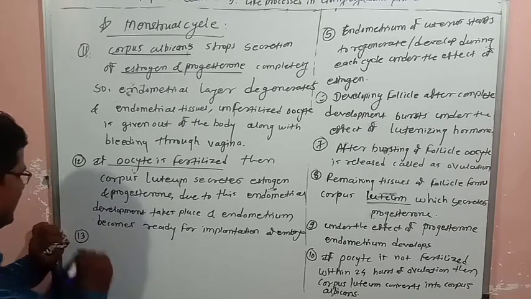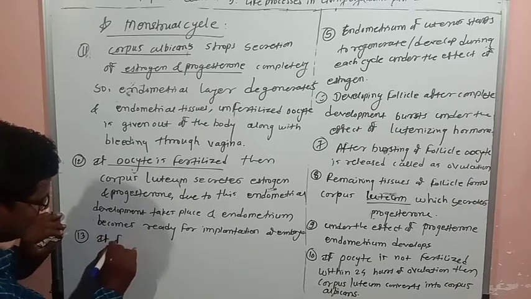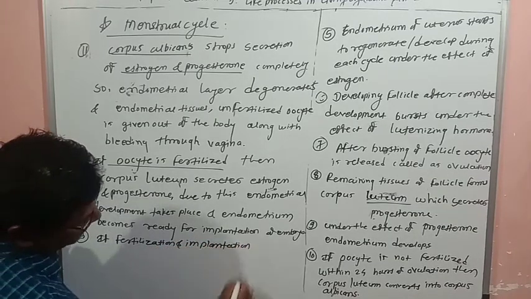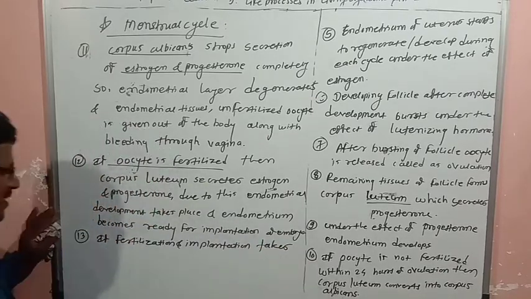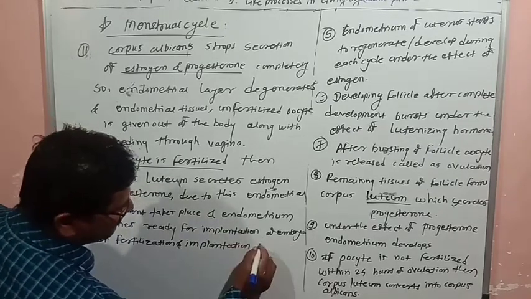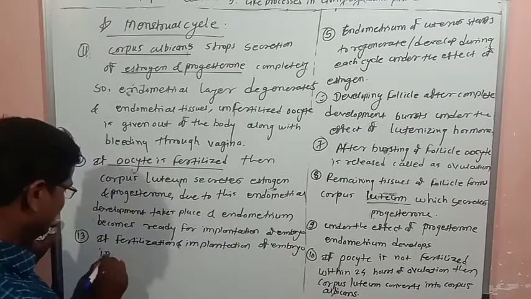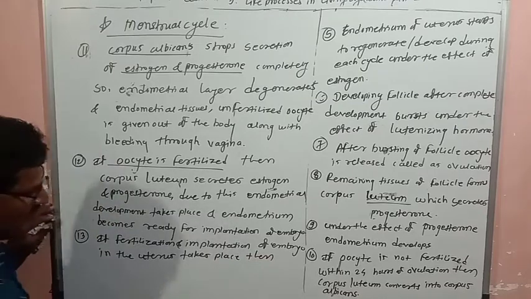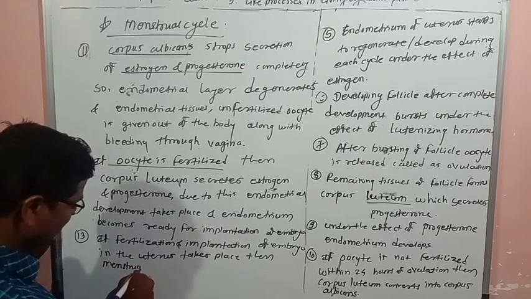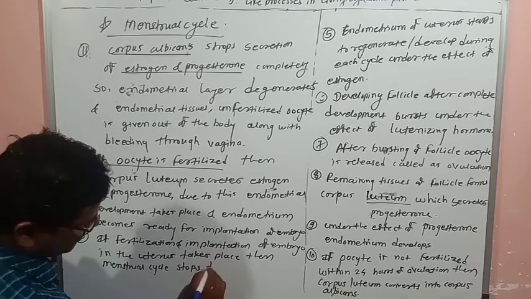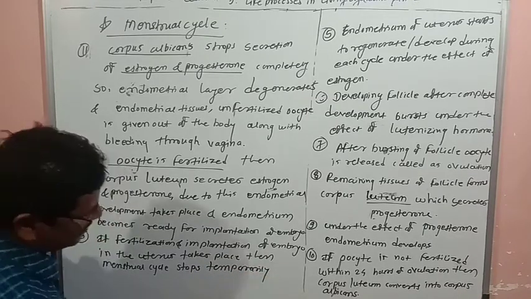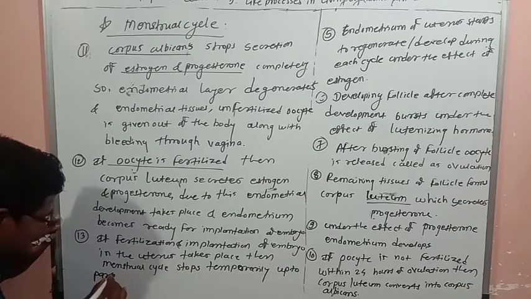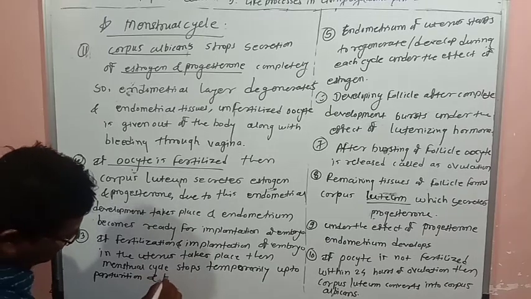Then the 13th point is there. If fertilization and implantation take place, implantation of the embryo in the uterus takes place, then the menstrual cycle stops temporarily, up to parturition and breastfeeding.